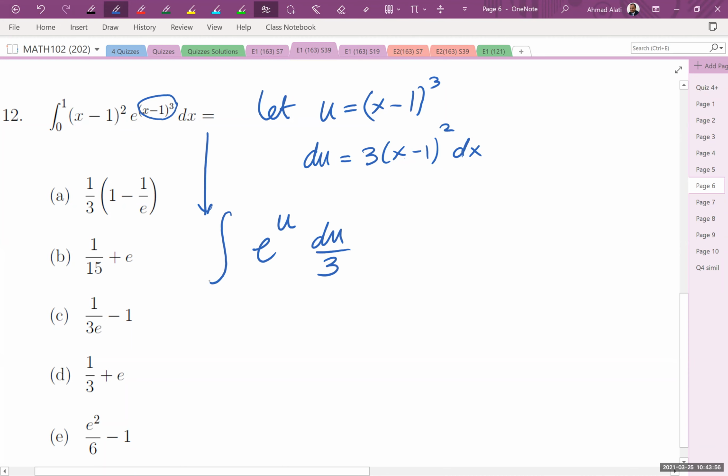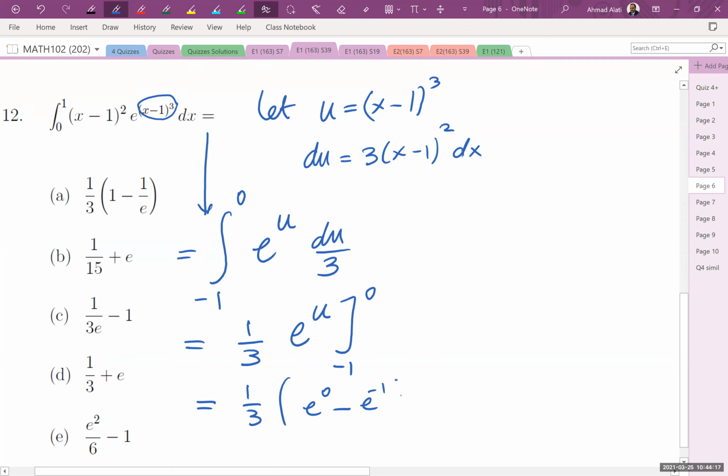Now, when x is 0, what will you have here? Negative 1 to the power 3, it is negative 1. When x is 1, 1 minus 1, 0. Very easy integral. It is a third, e to the power u, its integral is itself from negative 1 to 0. This equals a third, e to the power 0 minus e to the power negative 1. This is a third times 1 minus 1 over e.